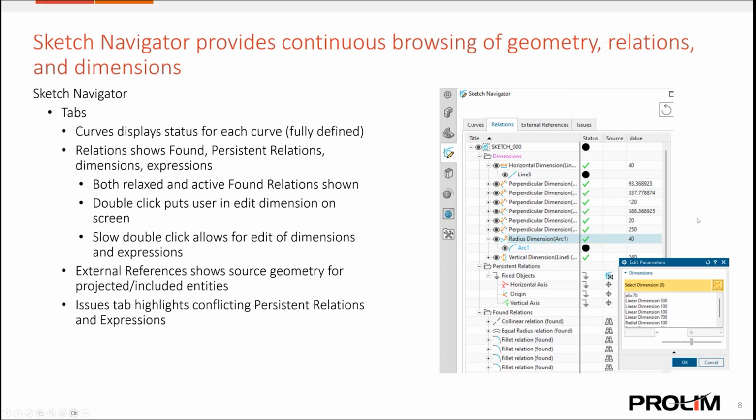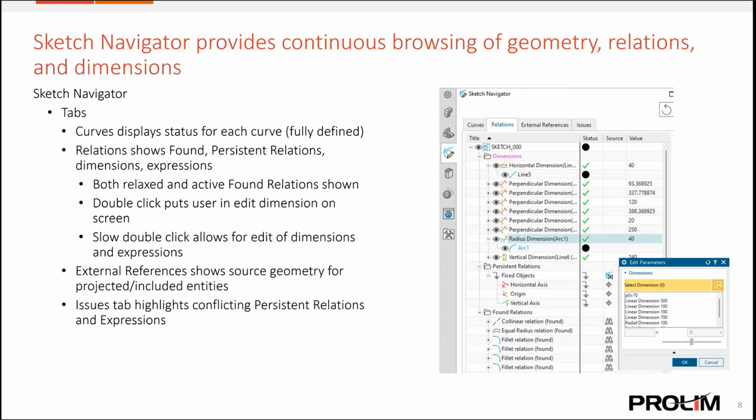So that's this parameter over here. You can also slow double click, and that'll allow you to edit the dimensions and expressions right then and there. It'll also show you any external references, which show the source geometry for the projected or included entities, as well as issues. The issues tab will highlight any conflicting persistent relations and expressions. If you recall, or if you haven't used it in the past, there used to be a relaxed dimensions button in the Sketch Navigator.